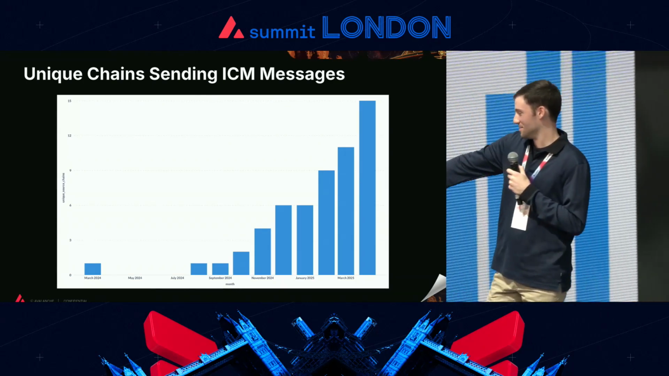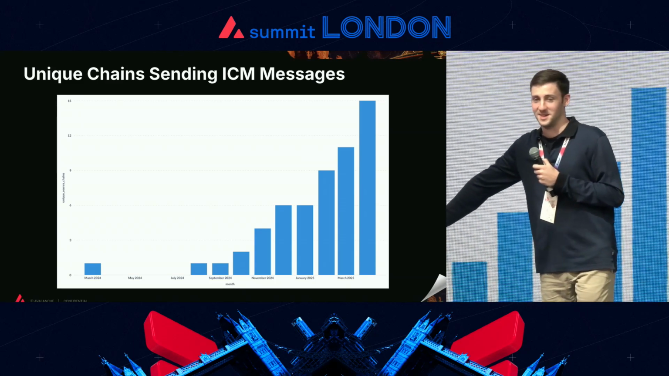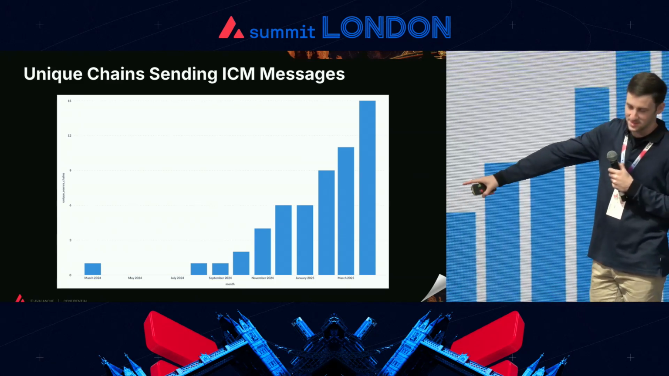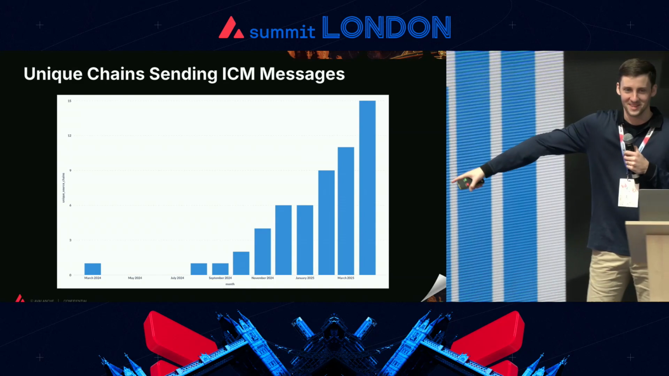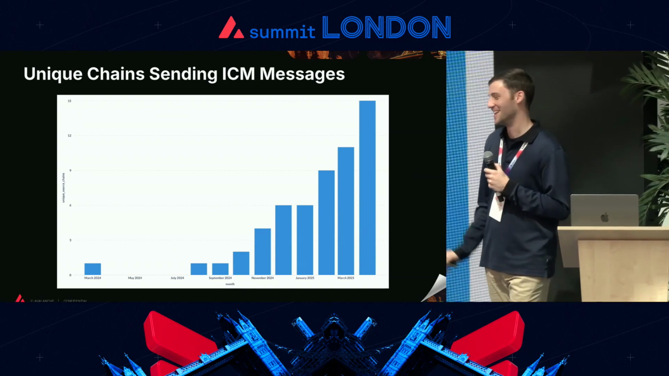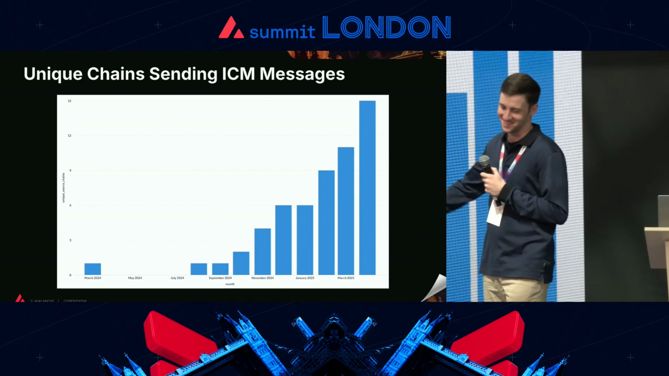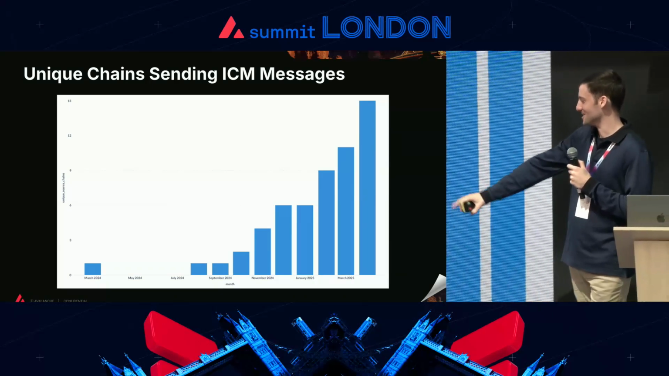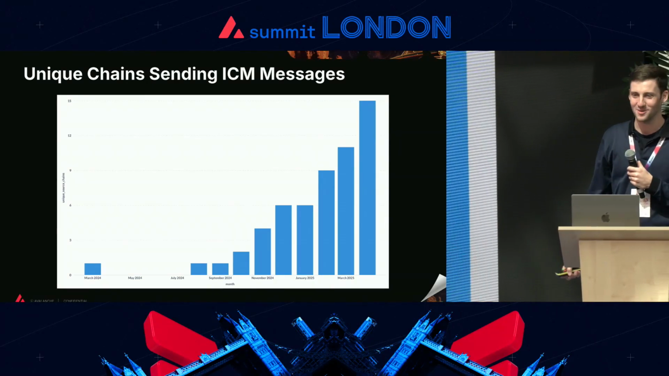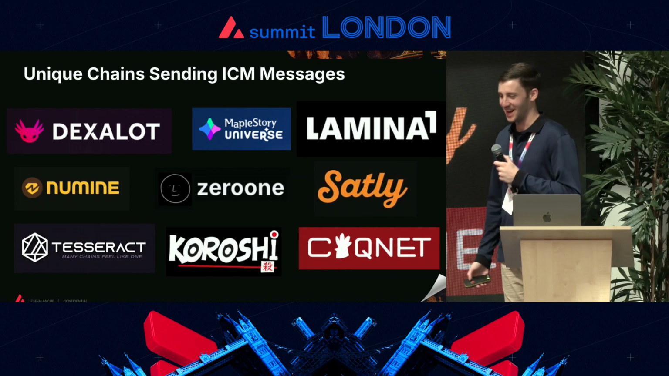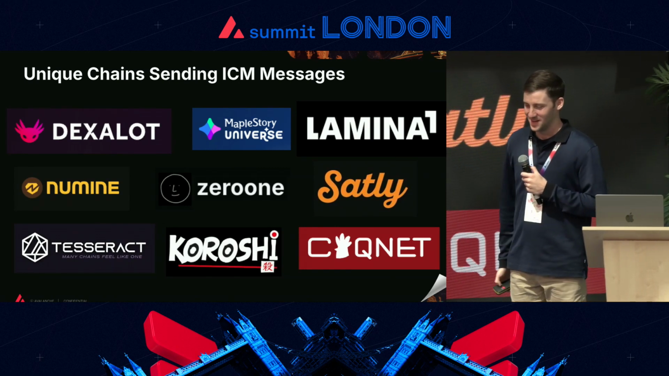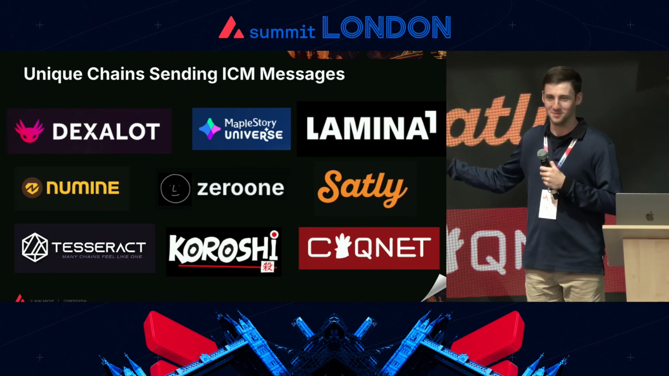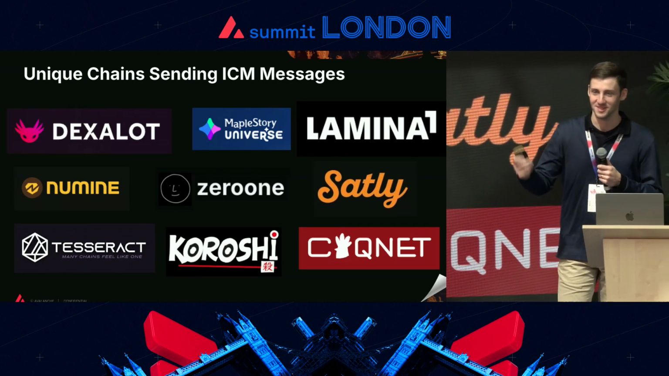Fun fact: March 2024, which was when ICM launched, those messages were sent by our team to test it out on mainnet. So there were literally 2 messages there, so it's just one chain. And it wasn't until September, October that we started to see many projects get onto mainnet using ICM, including many of these awesome teams who are here today. So if you're listening, thank you.